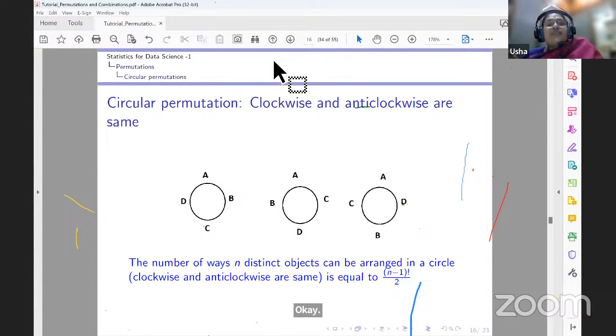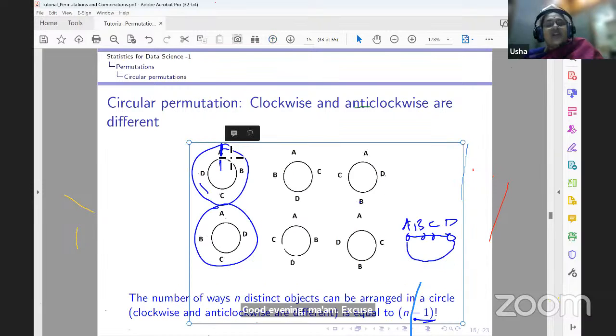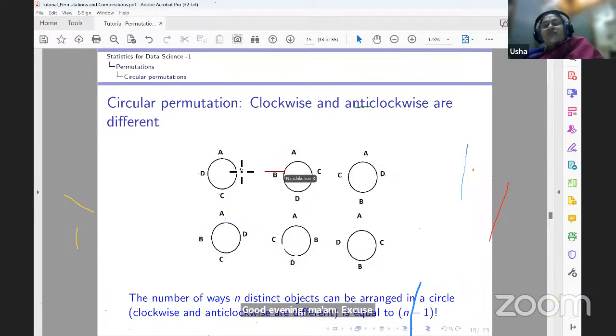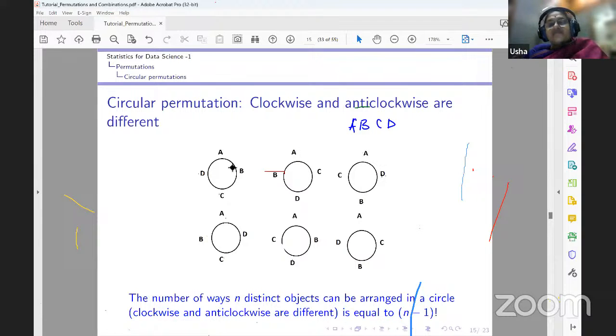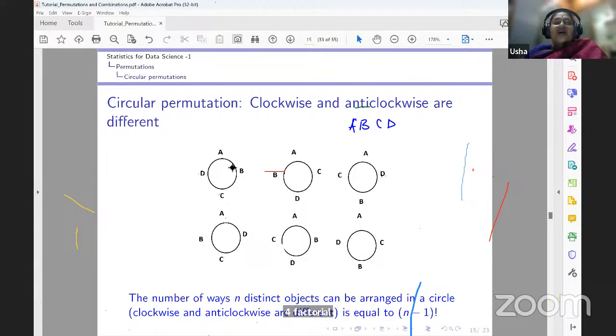Good evening, people. Excuse me, ma'am. Let me explain the circular permutation. What I'm trying to say is, if I had A, B, C, D alone, how many ways can I arrange A, B, C, D? 4 distinct objects, 4 factorial ways. Is that clear? Yes, ma'am.